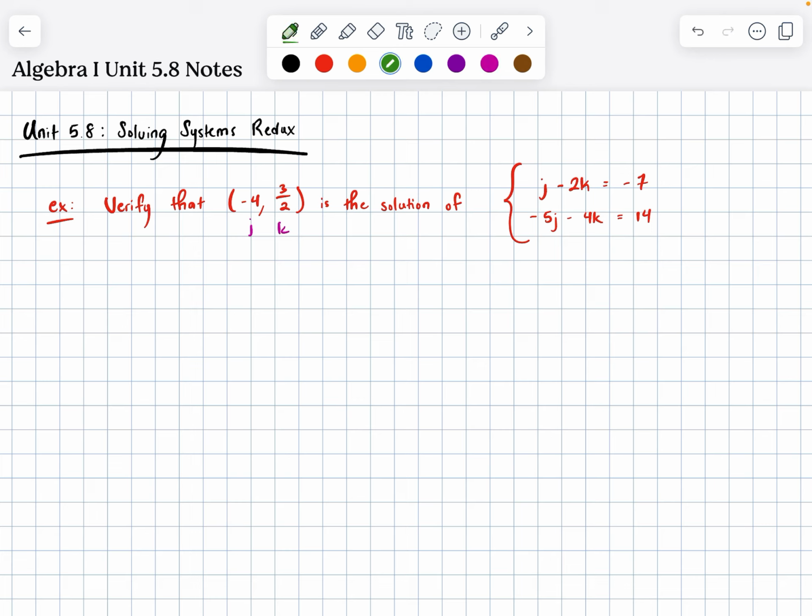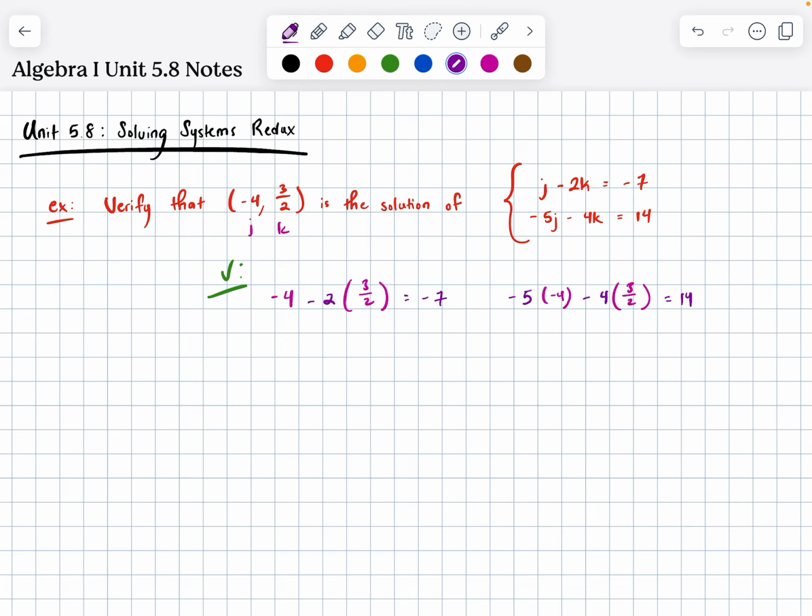All I need to do to verify if something is a solution, fancy word for check my solution, is do some substitution. J is -4, so I'm going to take my first equation, j minus 2k equals -7. J is equal to -4, and then I have -2 times k, which we've established is 3/2, equals -7. And in my second equation, I have -5j, which is -4 from our ordered pair, minus 4k, with k being replaced by 3/2, equals 14.